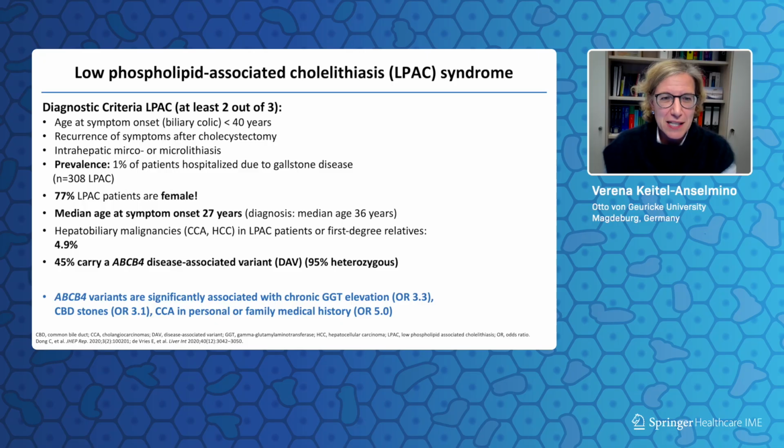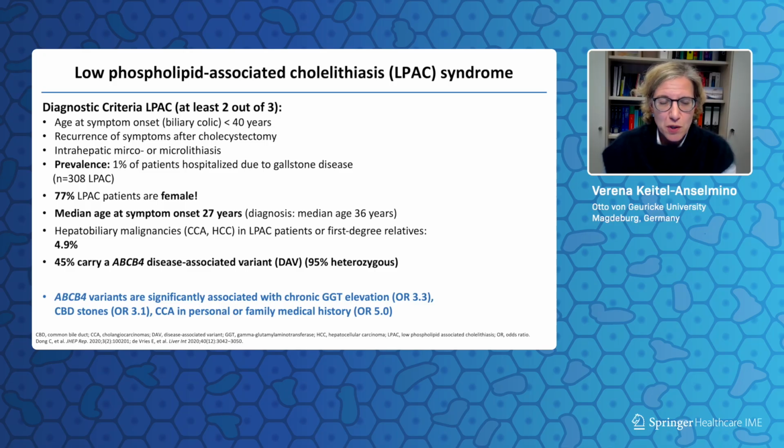So just as a short reminder, what is ALPAC syndrome? It's the abbreviation for the low phospholipid associated cholelithiasis syndrome. It's a clinical diagnosis. You need 2 out of 3: the age at symptom onset, meaning biliary colic below the age of 40, recurrence of symptoms after cholecystectomy, and intrahepatic micro or macrolithiasis. And this is actually not uncommon. The French cohort, which is the largest in the world, found that 1% of symptomatic gallstone disease patients entering a hospital actually fulfill these criteria. The majority is female. The onset is at young age, below the age of 30.